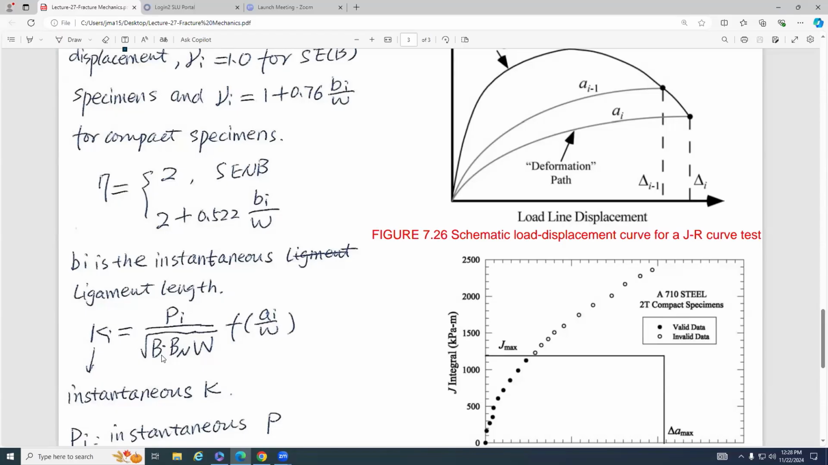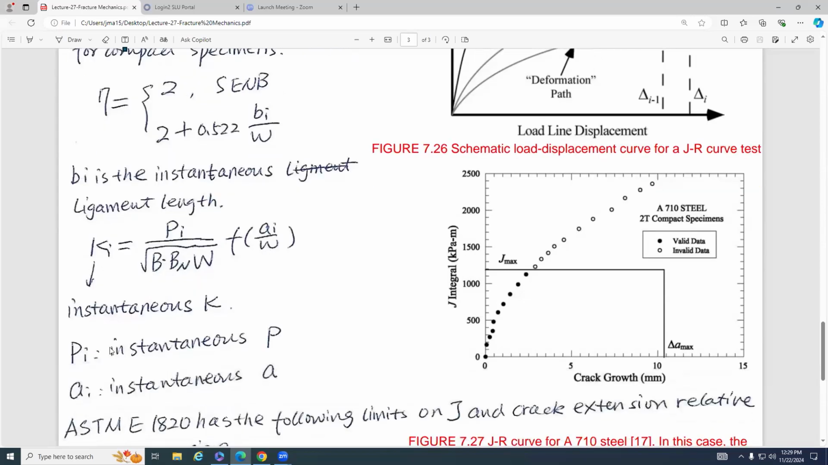Net thickness means that you measure B_N at the point where you set a groove, right? So f is a polynomial function in terms of a divided by W. Here is the a_i, okay, because a is changing. For this iteration, this step, we focus on a_i. However, W is a constant. W does not change when the crack length is changing. So here, keep in mind, here is the a_i. So P_i is instantaneous, and a_i is the instantaneous a.